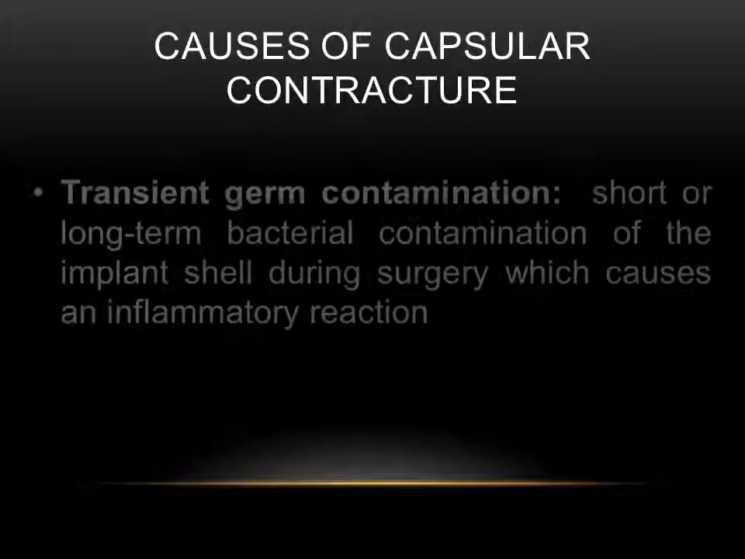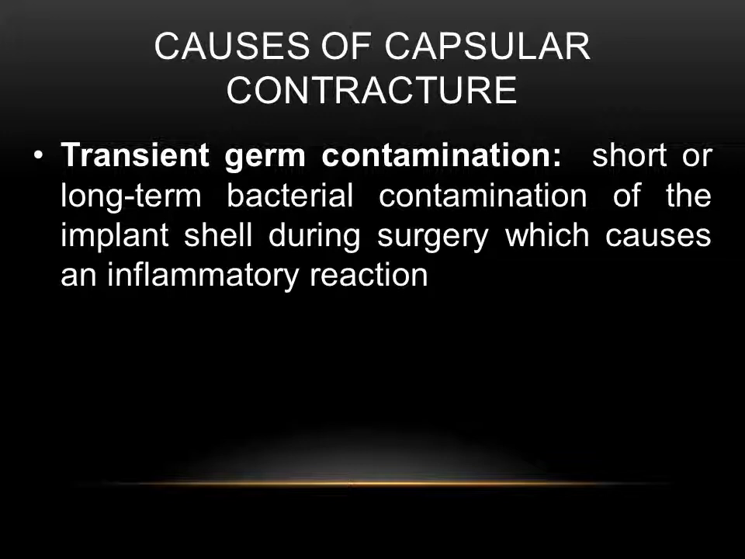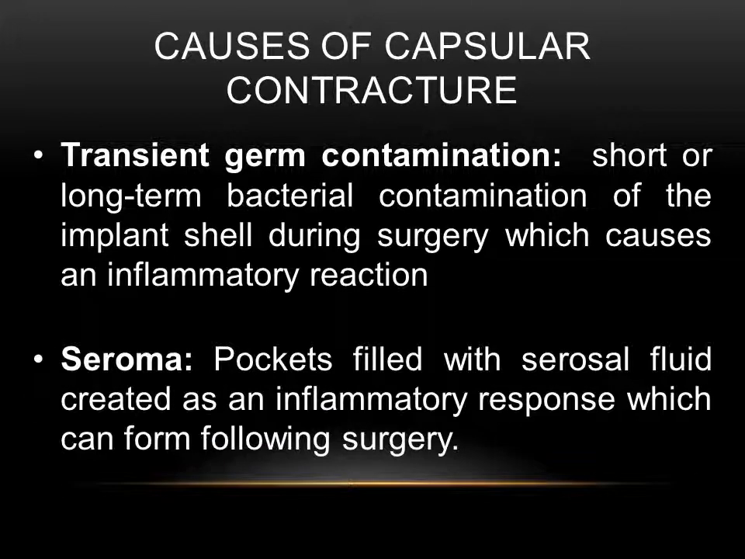Causes of capsular contracture. The most commonly accepted cause of capsular contracture is associated with a transient germ contamination, where there is a contamination by bacteria around the implant shell which causes an inflammatory reaction, thus leading to the shrinking of the capsule. Number 2 is seroma, where pockets filled with serosal fluid around the implant cause an inflammatory response which can form after surgery.